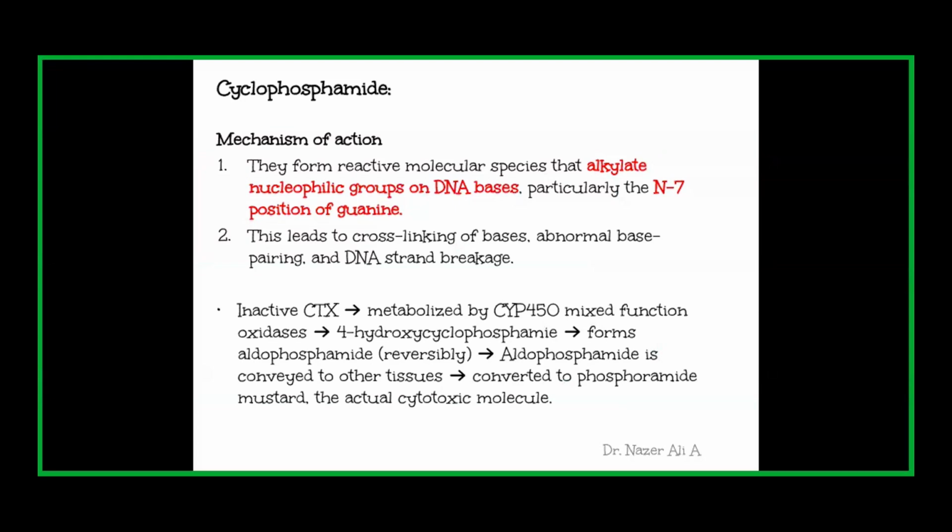So there will be two metabolites formed. One metabolite will be responsible for the cytotoxic effect. Another metabolite, which is called acrolein, has the potential to cause hemorrhagic cystitis. As a result, what will happen? There will be ulceration of the urinary bladder. So the patient may experience blood in urine.